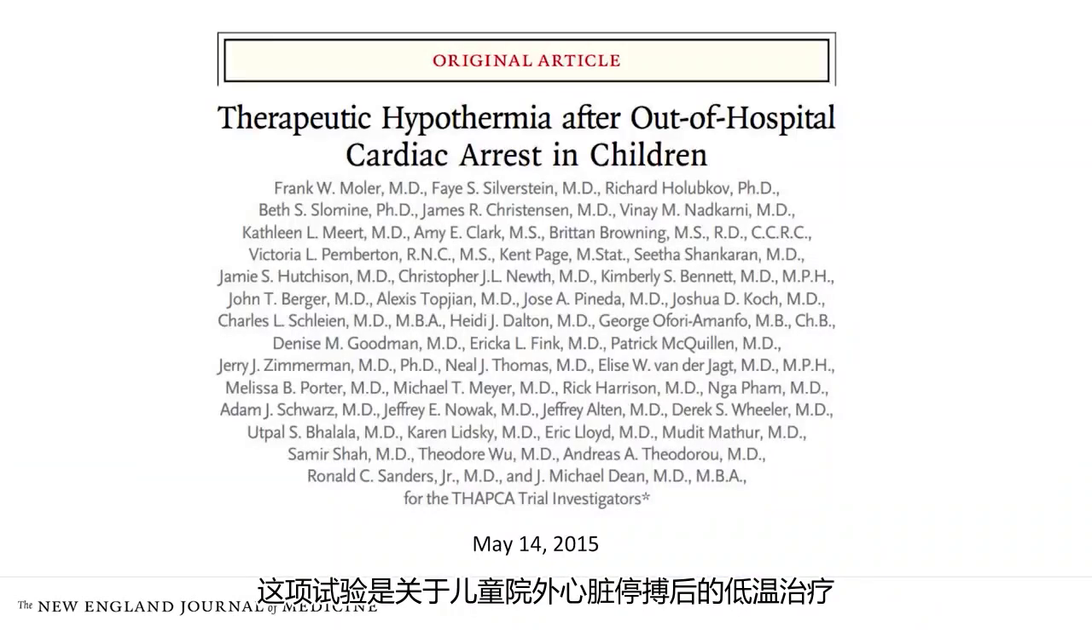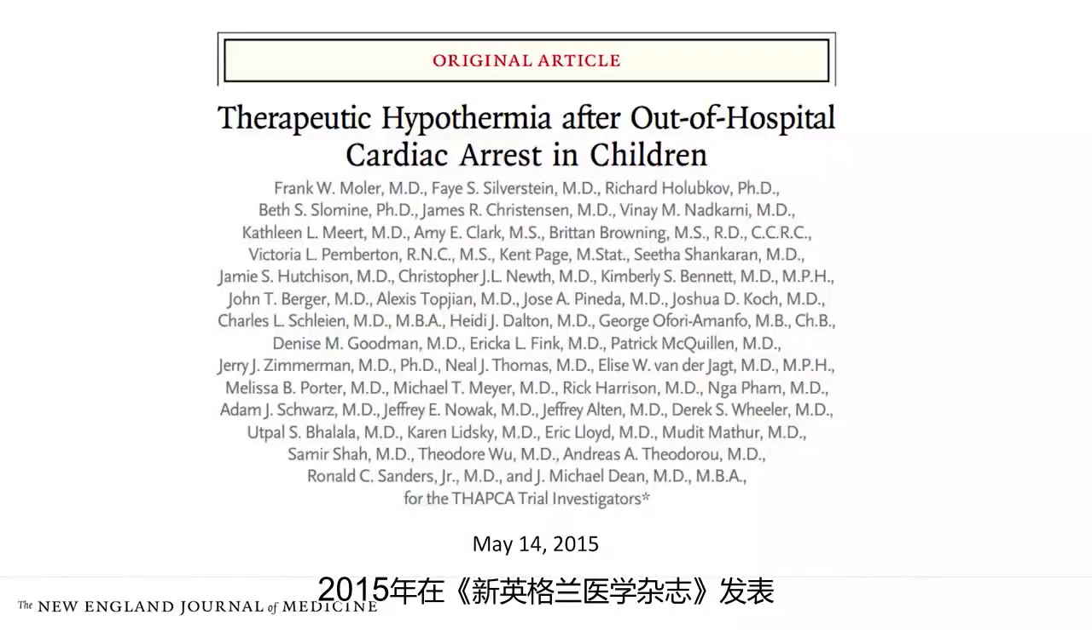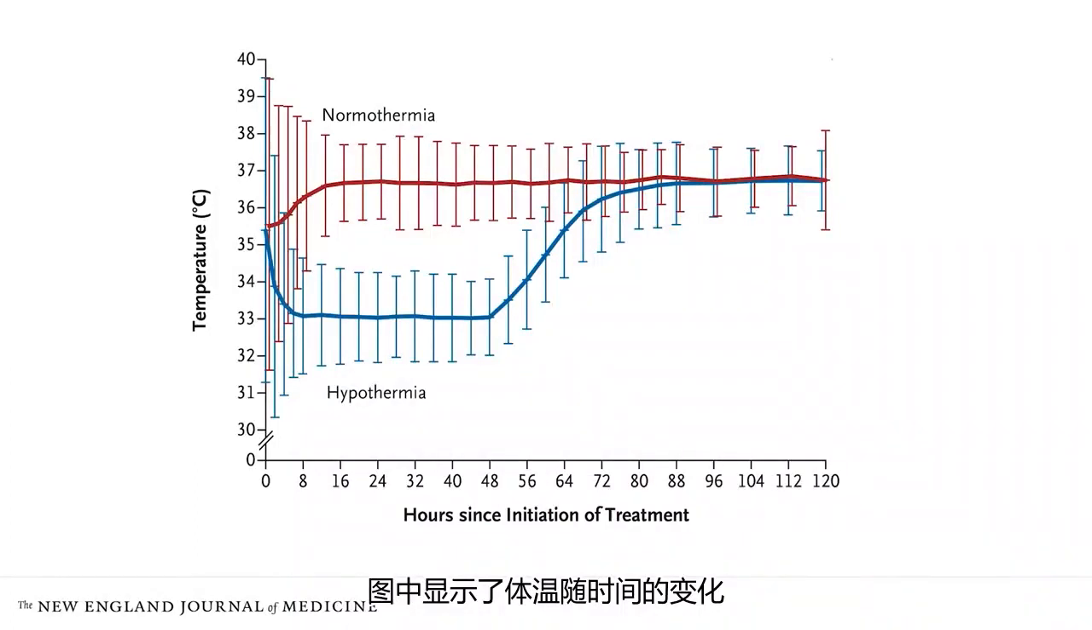This trial of hypothermia after out-of-hospital cardiac arrest in children was published in the New England Journal of Medicine in 2015. Children were randomized to either normothermia or cooling to achieve hypothermia. This graph shows the body temperatures over time, with the red line showing average temperatures for the control group and the blue line for the hypothermia group. As planned, the body temperatures were about 4 degrees lower in those randomized to hypothermia.